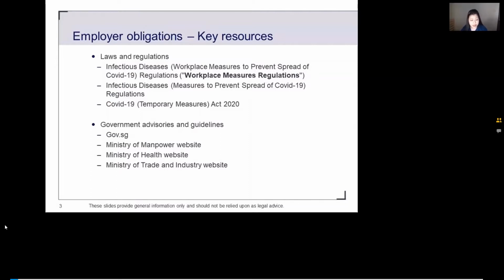Okay, so on this slide, I've highlighted some of the more relevant regulations here. Employers in particular will want to pay more attention to the workplace measures to prevent spread of COVID-19. Okay, the next category would be government advisories and guidelines. So you can refer to the various government websites for this, such as gov.sg, the MOH website, MTI website, and of course, most importantly, the MOM website.